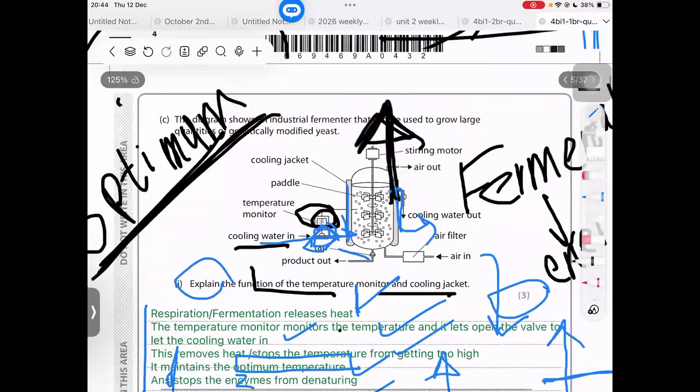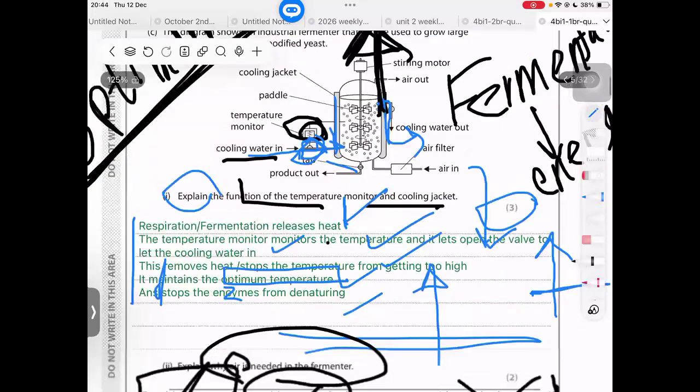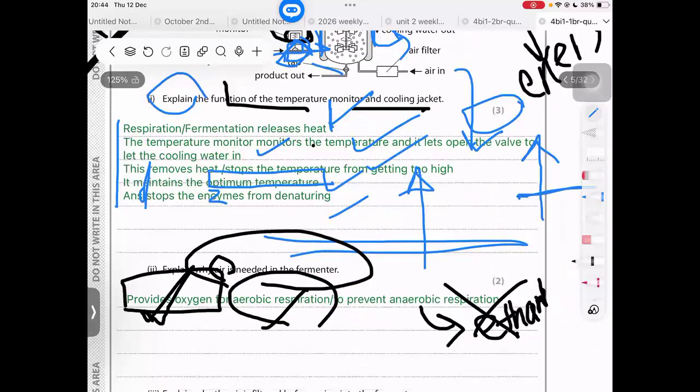They have not given us what the fermentation process is, right? But by telling that air is needed, we should understand that the yeast is required to carry out aerobic respiration.